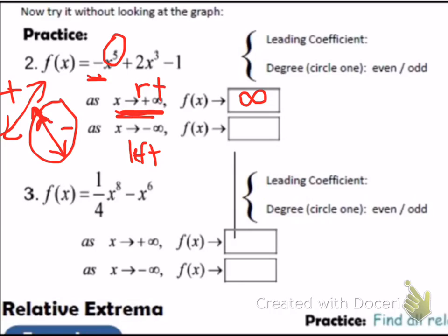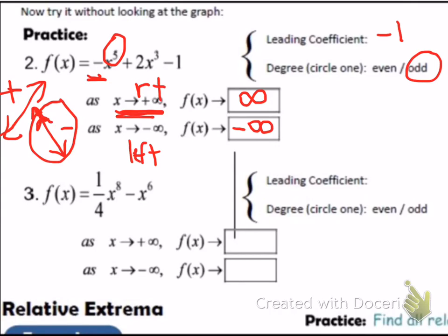Well, as your x's go left, your y's would go down to negative infinity. But again, if you wanted to do it off of your chart, you would grab the leading coefficient, which in this case was a -1, and whether it had an even or odd power, and it had an odd power, and you could just go look at your chart to get your answers. Okay? Next one.